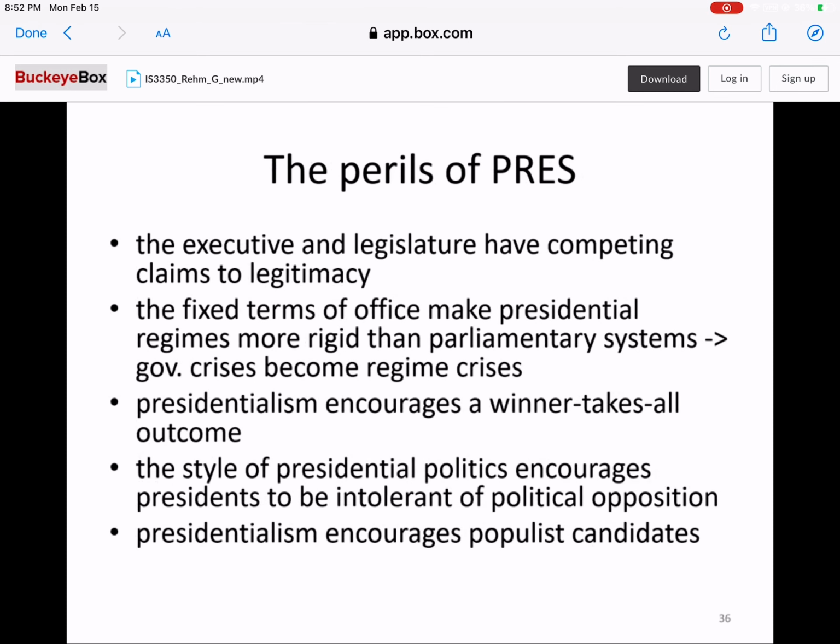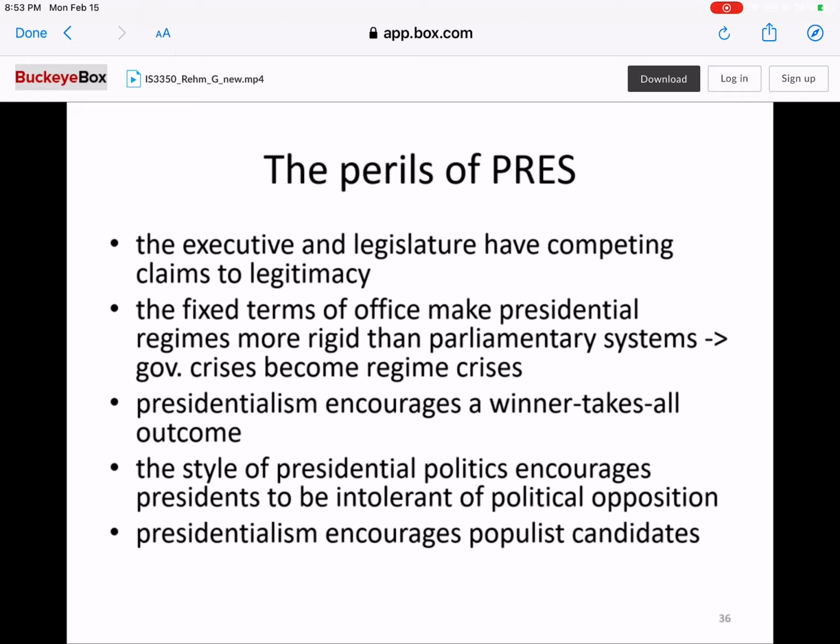The theoretical arguments against presidentialism can be summarized as follows. There's a famous article called "The Perils of Presidentialism." And here are the kinds of arguments that people make against presidentialism and in favor of parliamentarism on the flip side. First, the executive and legislature have competing claims to legitimacy, which is undoubtedly true, because there are 2 separate elections, and in one election, voters elect an executive, and in another election, they vote for the parliament.